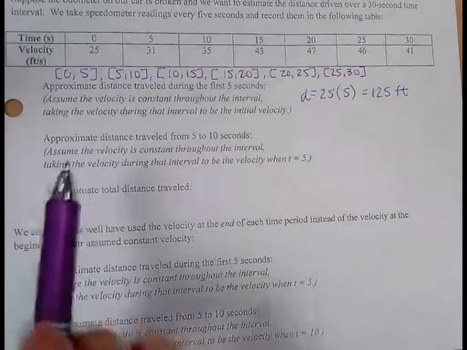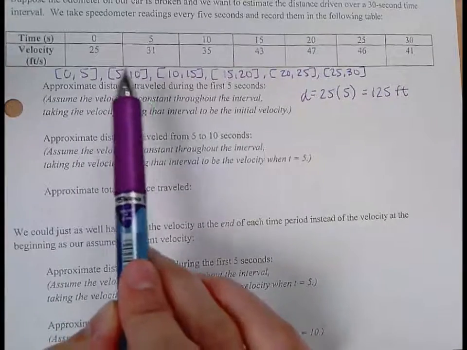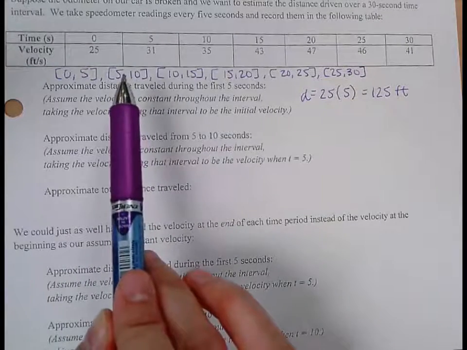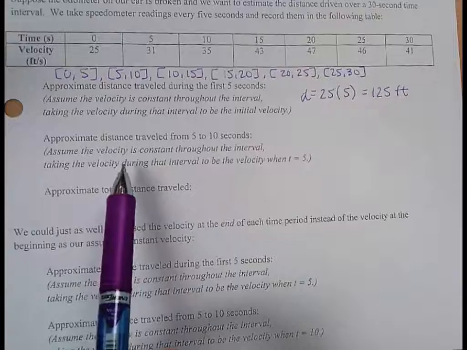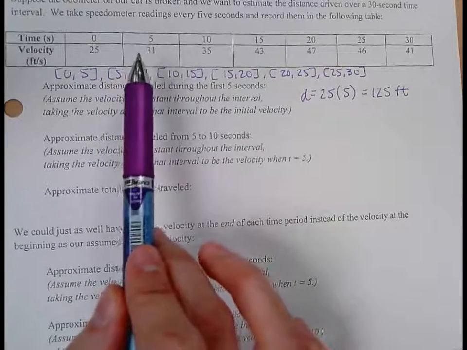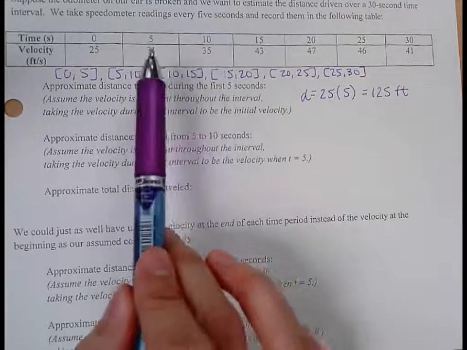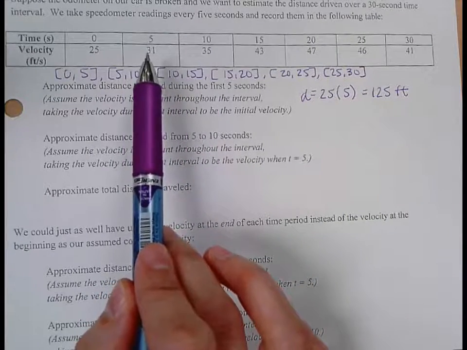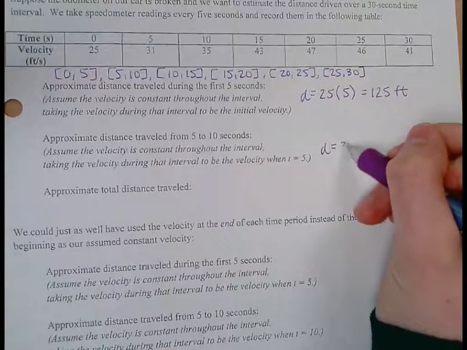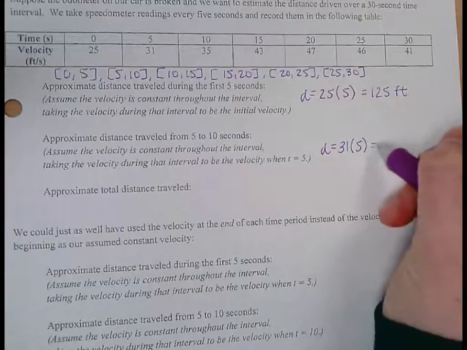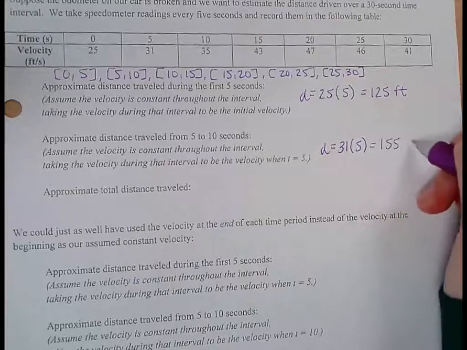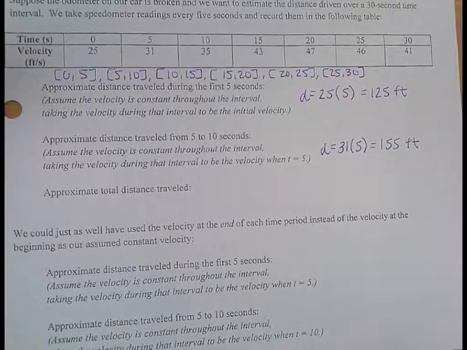Then we do the same thing in the second time interval, from 5 to 10 seconds. Assume again the velocity is constant in those 5 seconds, and take the velocity during that interval to be the velocity when the time is 5, the initial velocity of the interval. So from 5 to 10 seconds the velocity remains 31 feet per second. The approximate distance in that interval would be 31 feet per second times 5 seconds, which is 155 feet. Then we would do that for every interval.